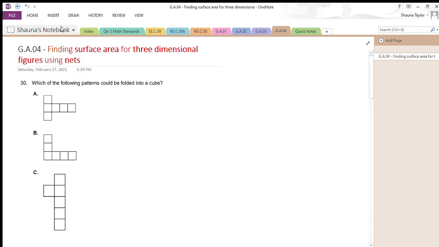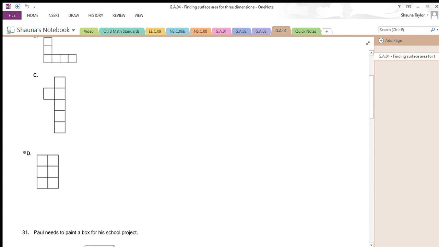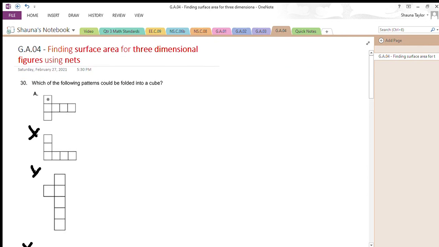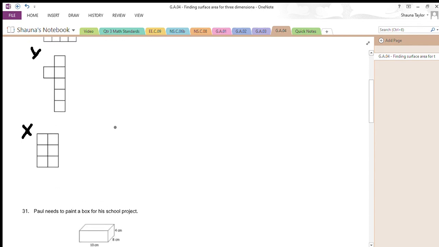Okay, so I'm going to look at this and I'm going to use my judgment. And I know D, if I fold it up, is not going to look like a cube. And I remember telling you if it was on the side, it would not work. Now, can you imagine folding this over here? This would not work. But look at this one. If I fold this up, and these all come around, it would work. So A is your answer. Okay, 31.